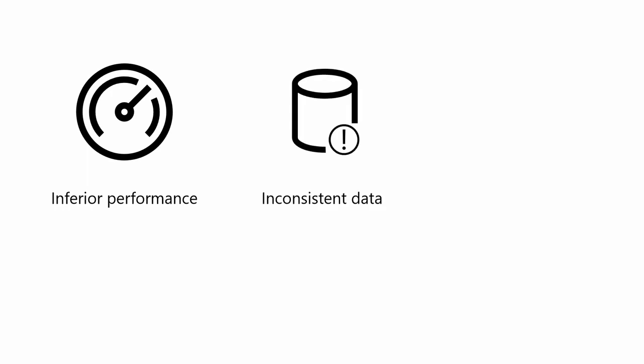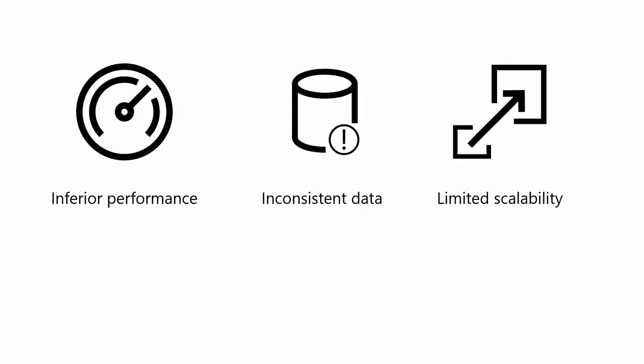The first step is to analyze the existing model and identify its issues. Some examples of common issues you could find in a data model include inferior performance, issues with data consistency, and limited scalability. Let's begin with the issue of inferior performance.